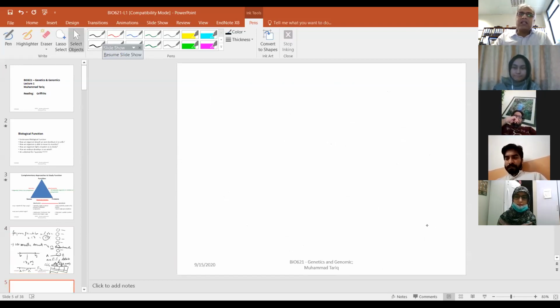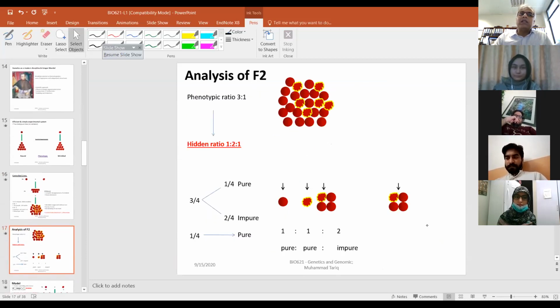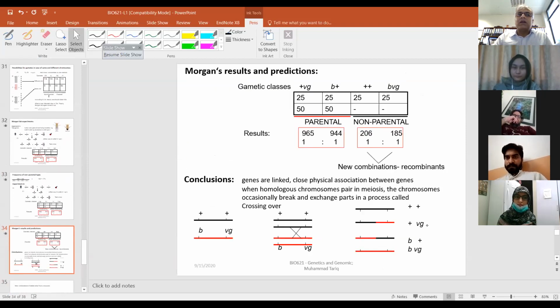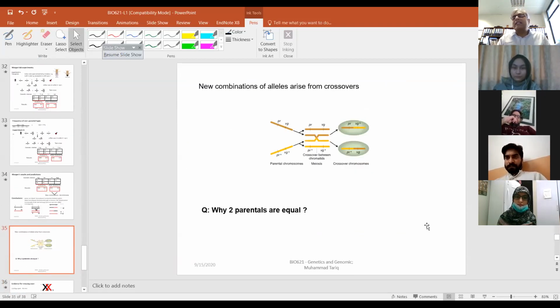Okay, so next time when we meet, we'll solve some recombination problems so that you know how to analyze or how to draw a genetic map. Okay, clear?